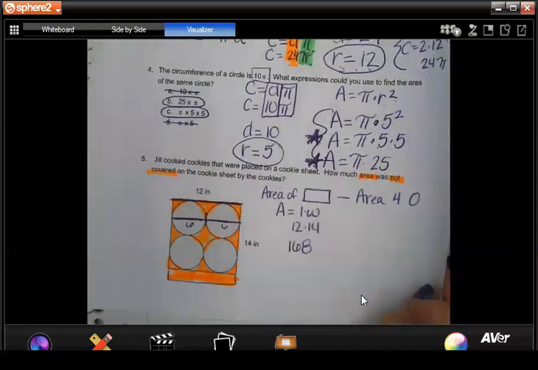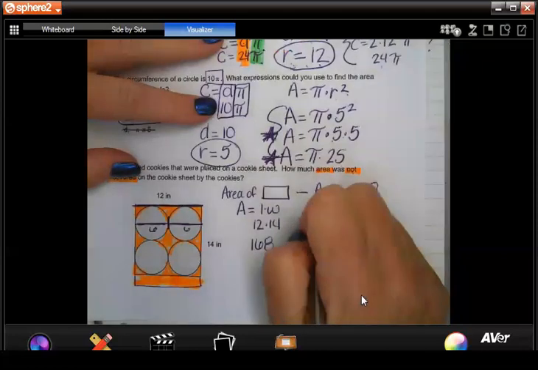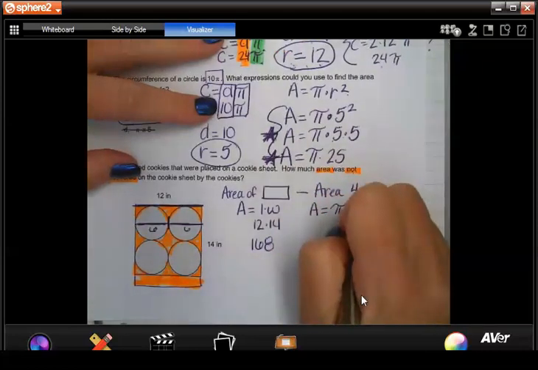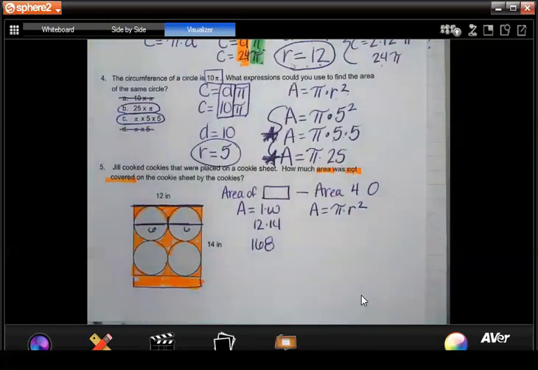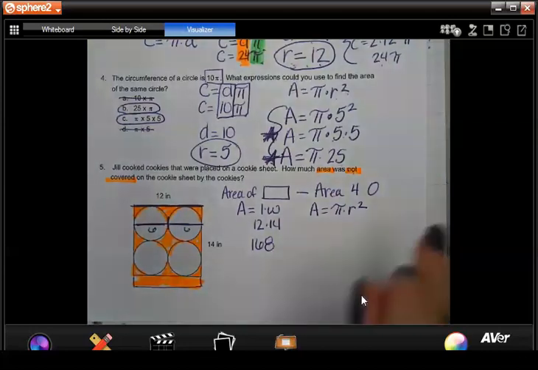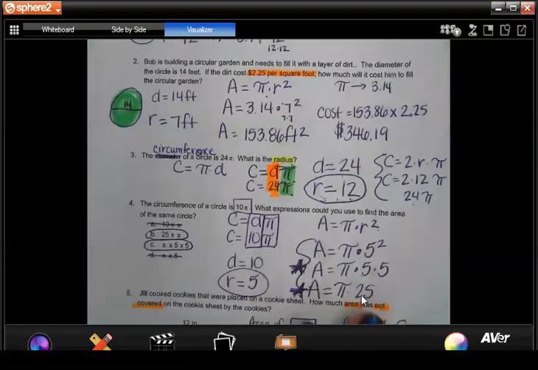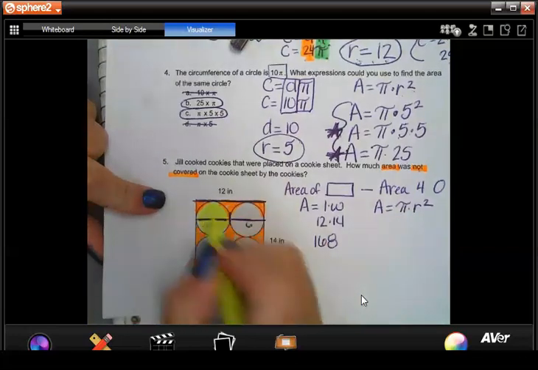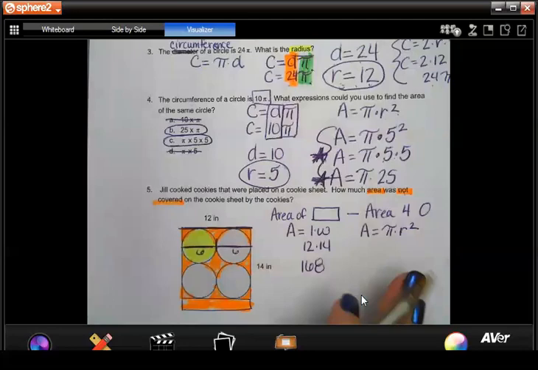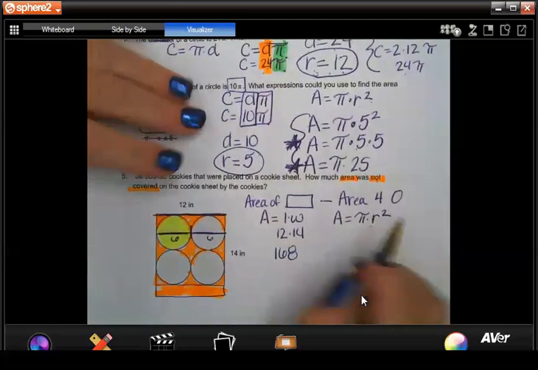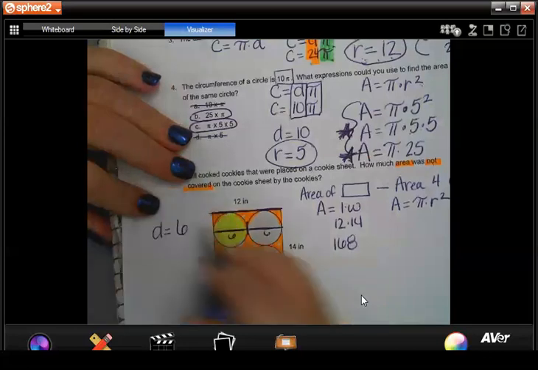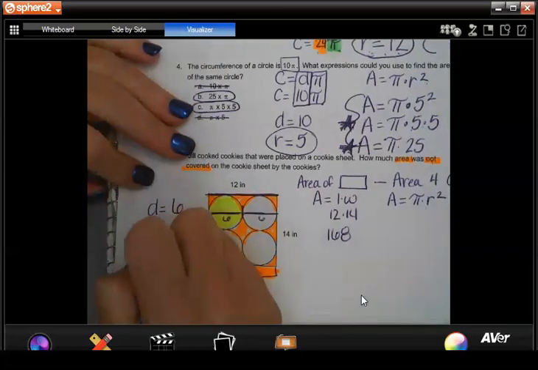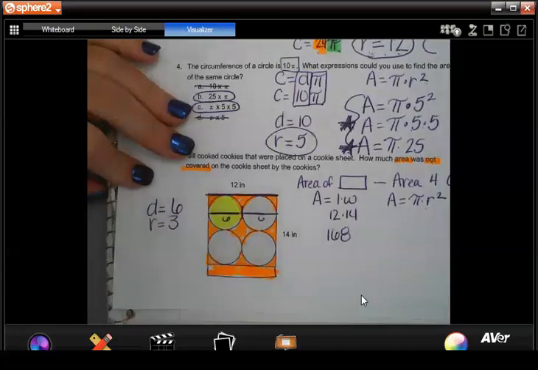Well, here's the scoop. The area of a circle is pi times radius squared. So what we're going to do right now is we're going to find the area of one circle. We're going to find the area of this cookie right here. To find the area of just that one cookie, we need to know the radius. I know my diameter is 6. Therefore, my radius is half of that, which is going to be 3.